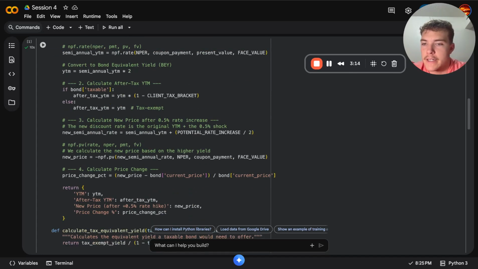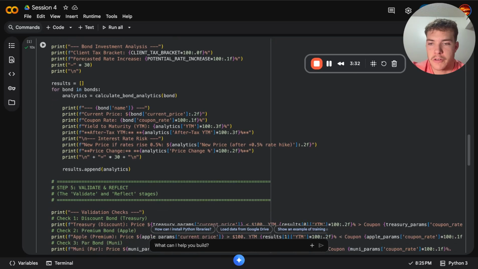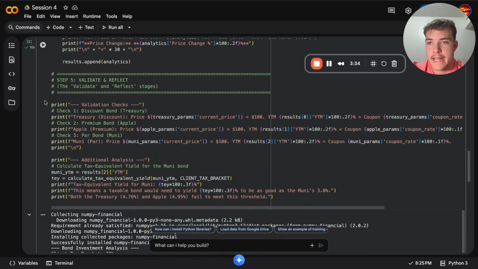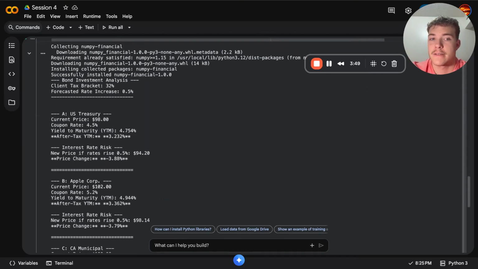And then finally, section 4 is taking our numbers and executing it. We run the calculate bond analytics and get our data. And after everything, we validate everything through what we have put in, and this is just for coding purposes. So we can look and analyze what our outputs are after we run this.